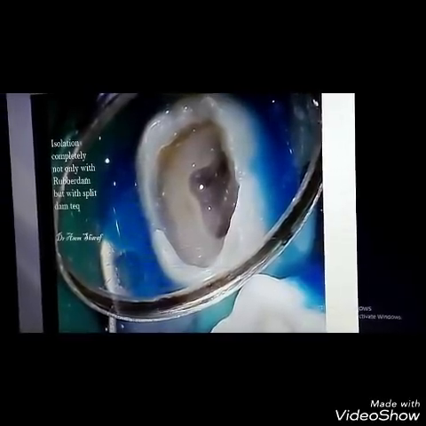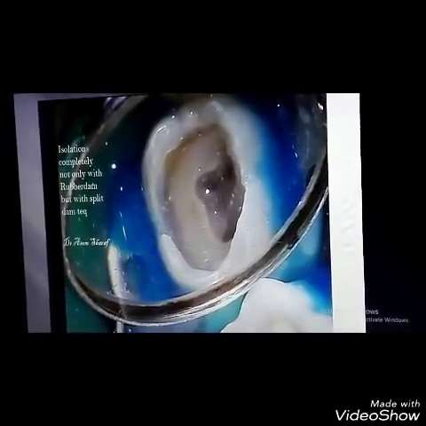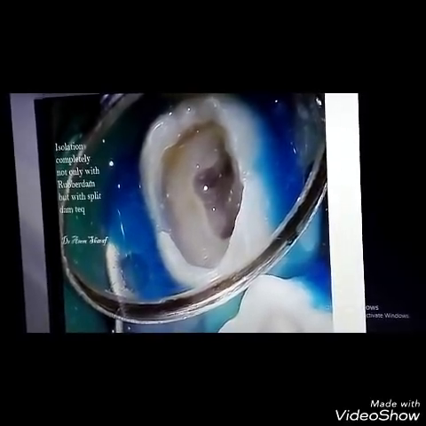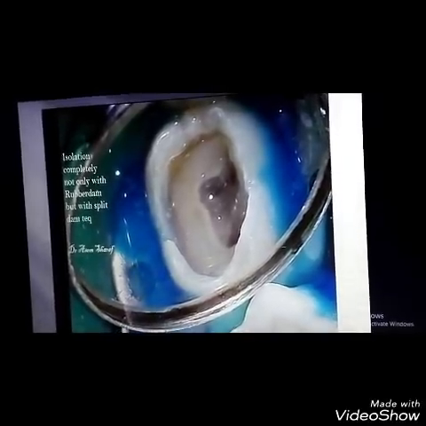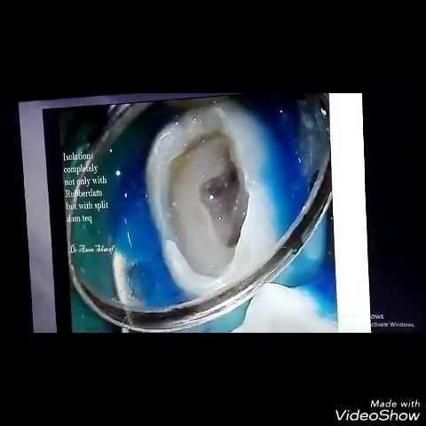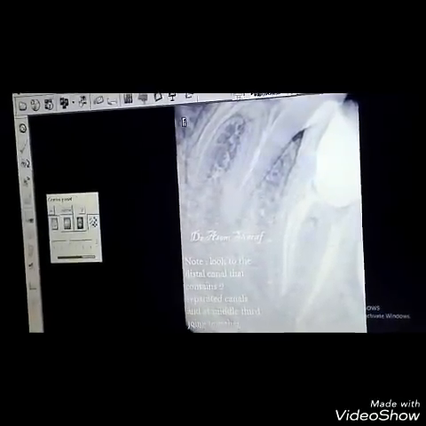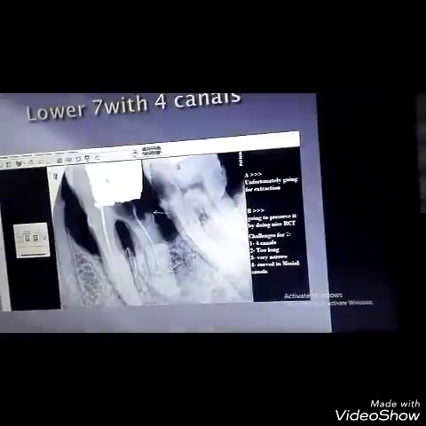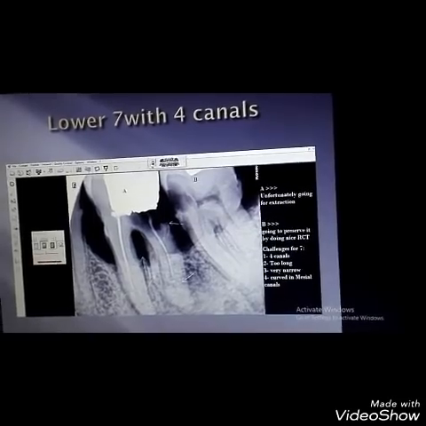Sometimes on X-ray, if you don't use the slope technique and you see there is an extra canal, or a fourth canal, I mean, at the access cavity make this step. And this is the final filling obturation. See this one, lower seven with four canals.